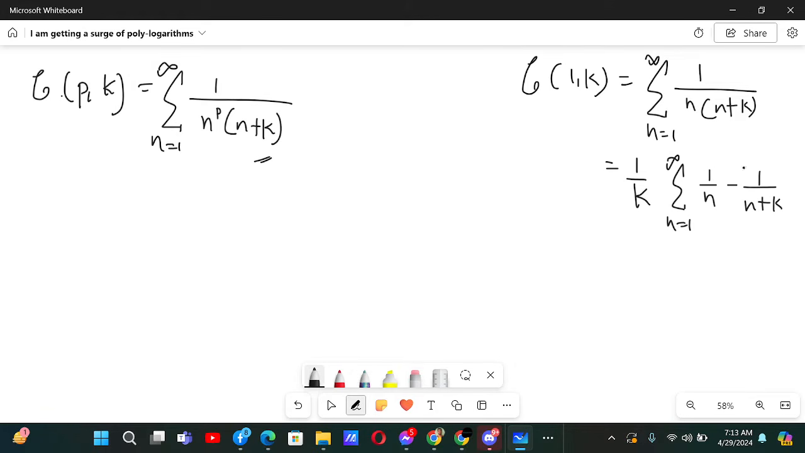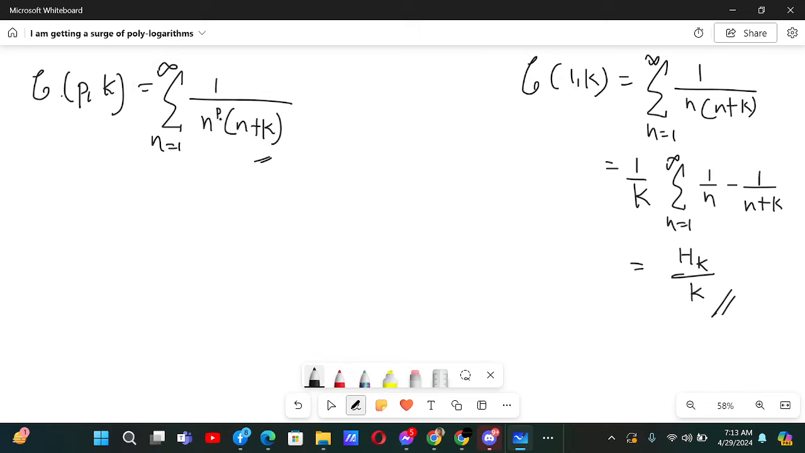Yeah, and now we know that this sum from n equals 1 to infinity of 1 by n minus 1 by n plus k is exactly the kth harmonic number. Now we have a 1 by k over here, so you see that it nicely simplifies to the kth harmonic number divided by k. So we see that the case p equals 1 is simpler. But now let's try to see how we can solve it for general p.